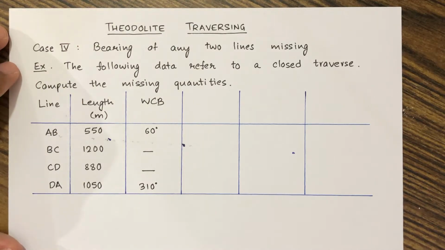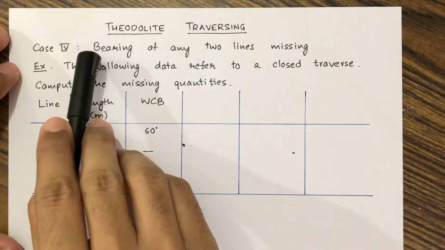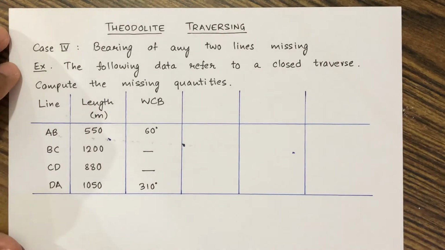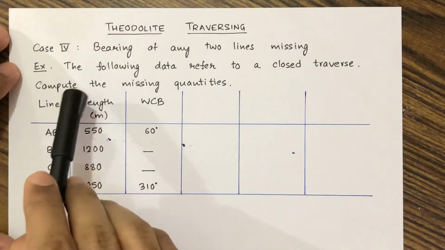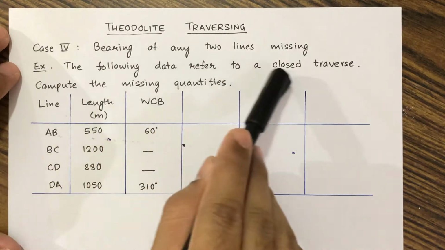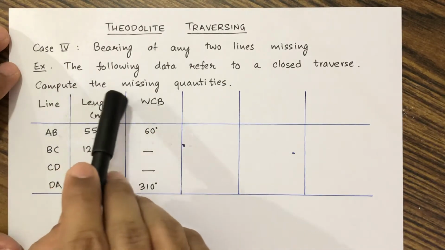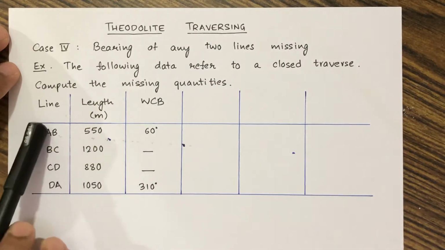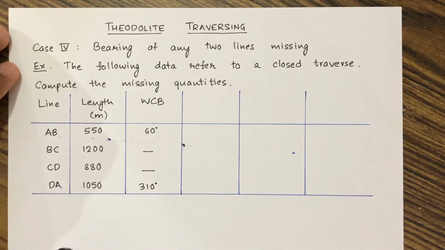Hello all. In today's class, we'll see case 4 of theodolite traversing, that is, bearing of any two lines missing. So let us solve one problem on the same. The following data refer to a closed traverse. Compute the missing quantities. Now here, 4 lines are there: AB, BC, CD, DA.